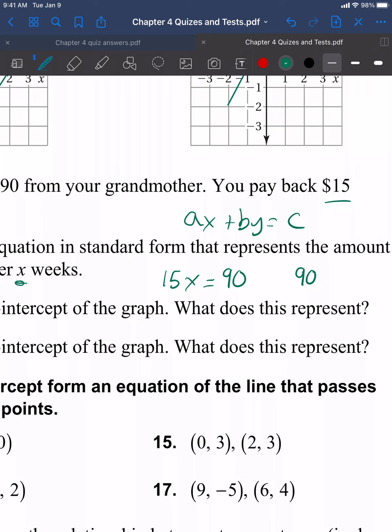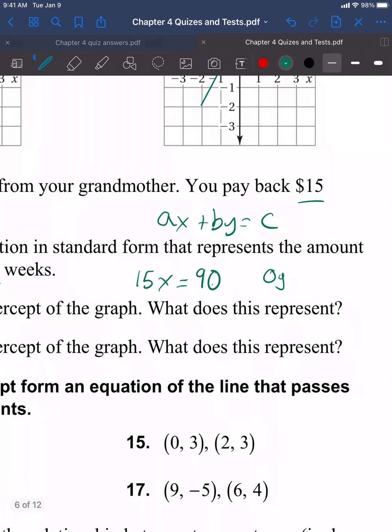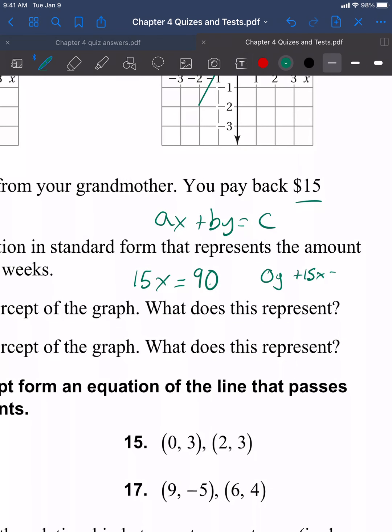Now some of you are thinking, that doesn't look like standard form. What am I missing? X and Y. I've got the x, I'm missing the y. So if I don't have a y, it was 90, right? Isn't it just going to be like this? 15x equals 90, and I could write it as 0y plus 15x equals 90. But do I have to do that? No, because what is 0y? Nothing, right?